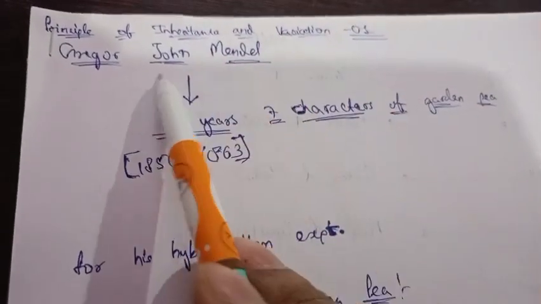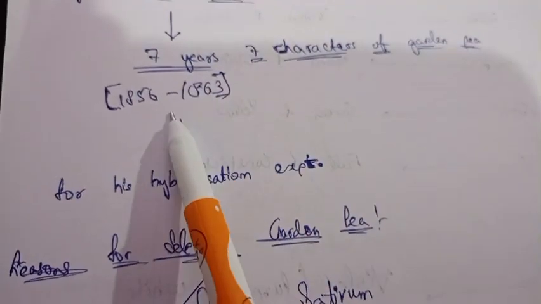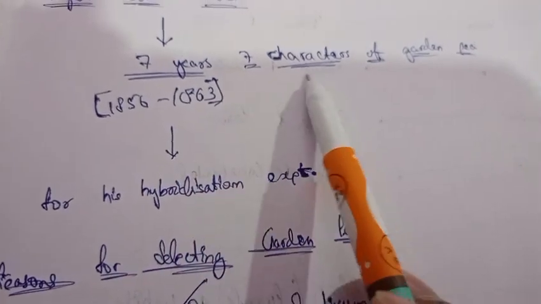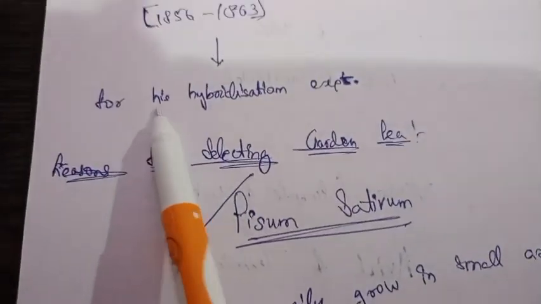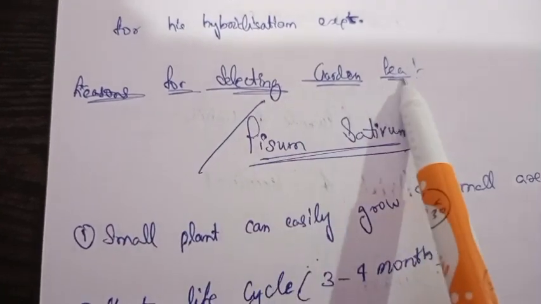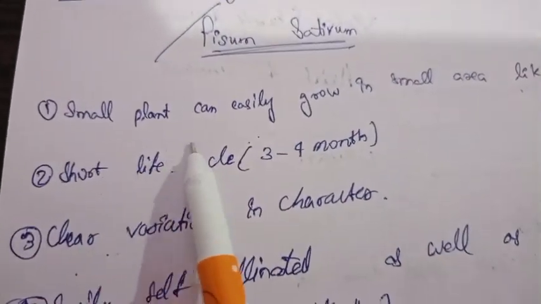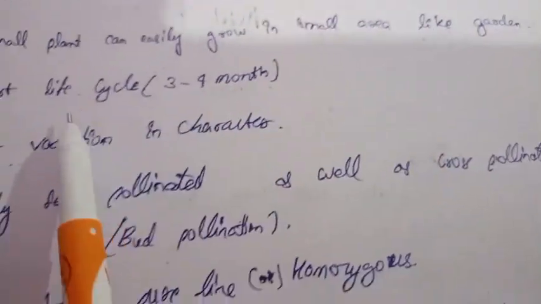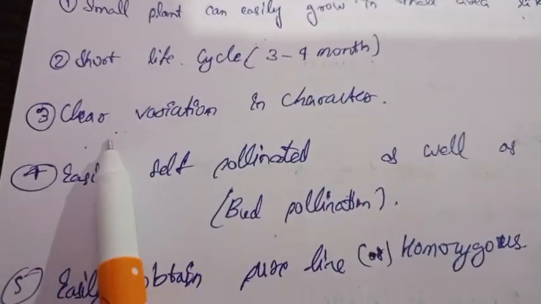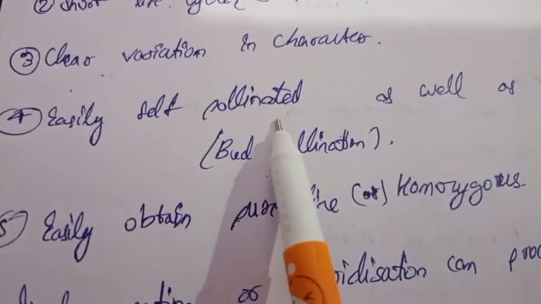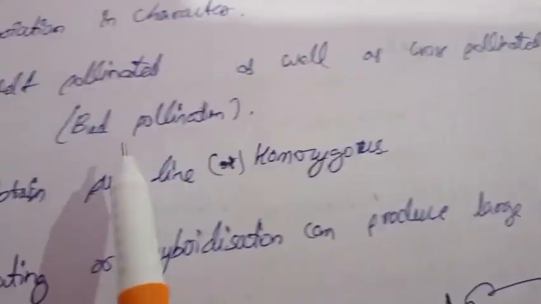Principles of Inheritance and Variation. Gregor Johann Mendel worked for 7 years, that is 1856 to 1863, on 7 characters of garden pea. For his hybridization experiment, the reason for selecting garden pea, or Pisum sativum: it is a small plant that can easily grow in a small area like a garden, it has a short life cycle of 3 to 4 months, clear variation in characters, and it is easily self-pollinated as well as cross-pollinated.